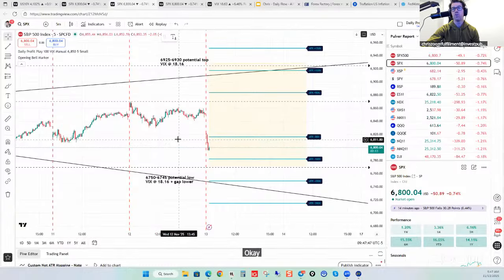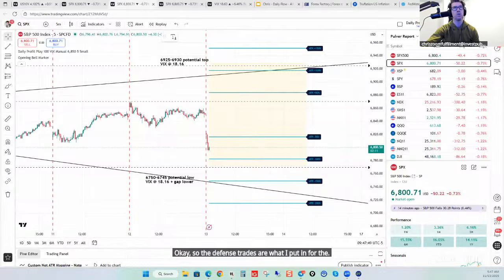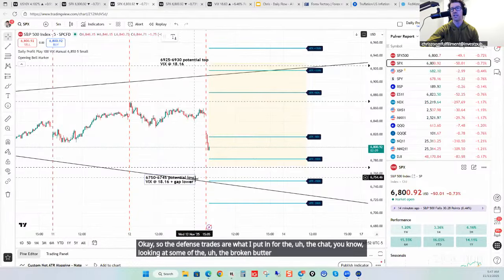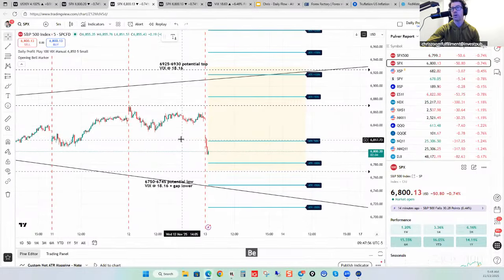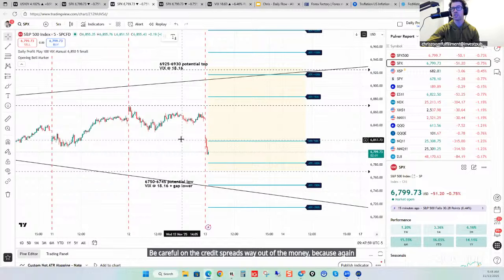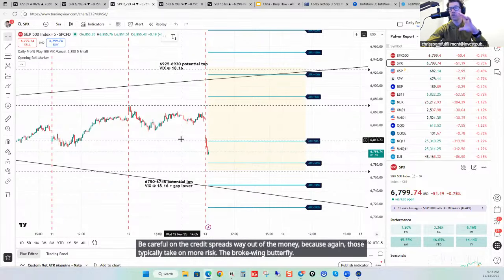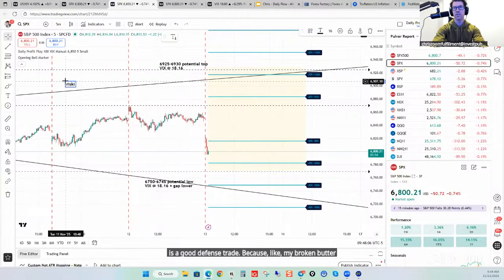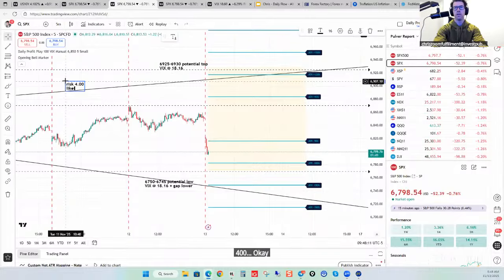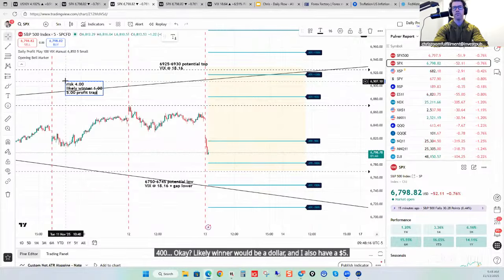Okay, so the defense trades are what I put in for the chat. Looking at some of the broken wing butterflies or selling some credit spreads way out of the money. Be careful on the credit spreads way out of the money, because again, those typically take on more risk. The broken wing butterfly is a good defense trade because like my broken wing butterfly, if I risk 400, the likely winner would be $1. And I also have a $5 profit trap for a $6 potential max winner.